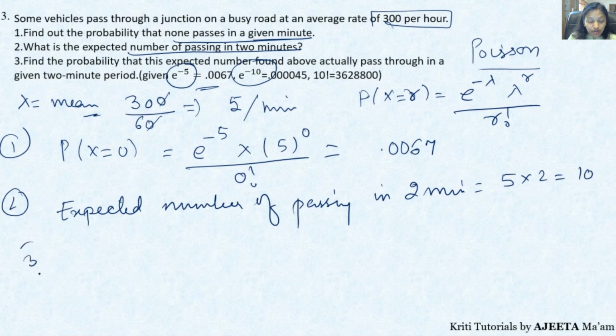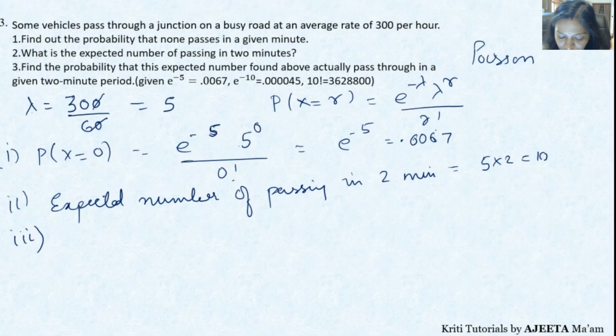Now the third part is very, very important if you understand the language. Find the probability that this expected number found above, 10, actually passes through in a 2-minute period. So आपके पास r भी 10 है and your expected number lambda is also 10. That is the language that we have to understand. I repeat again, find the probability that this expected number found above, so that's your lambda, actually passes through in a 2-minute period. That is going to be your r also. कि 2 मिनट में 10 लोग actually में pass हुए. So that is what we have to find the probability. For the third one, we have lambda as 10 and r also as 10.